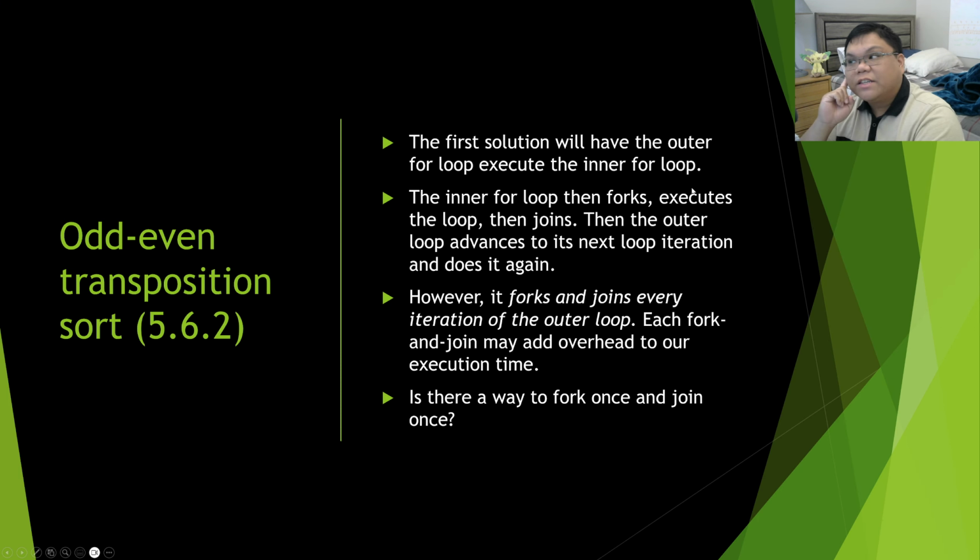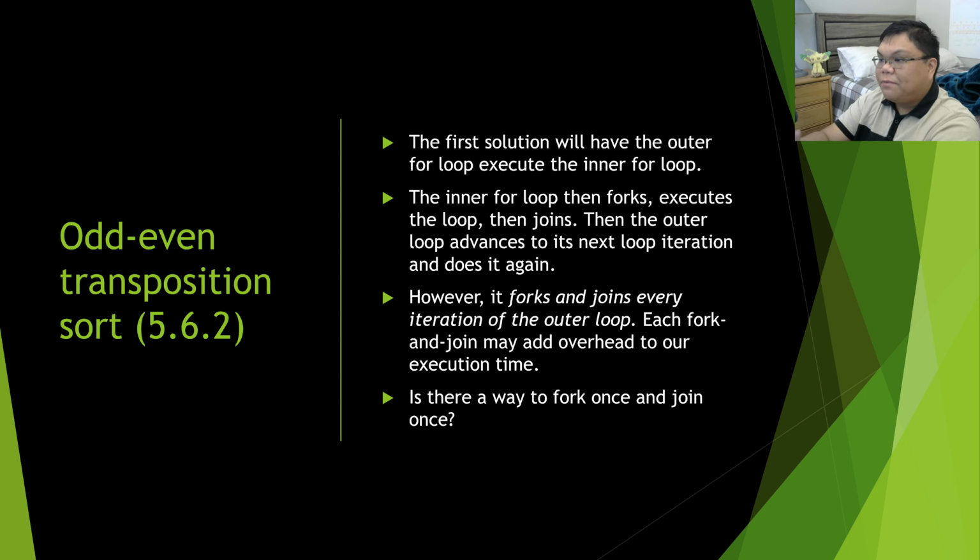There are a few considerations as well. The first solution that we just saw will have the outer for loop execute the inner for loop. The inner for loop forks, executes its loop, and then joins once it's finished. Then the outer loop advances to its next iteration, and the inner for loop executes again with another fork and join. That means there's a fork and join for every loop iteration of the outer for loop.